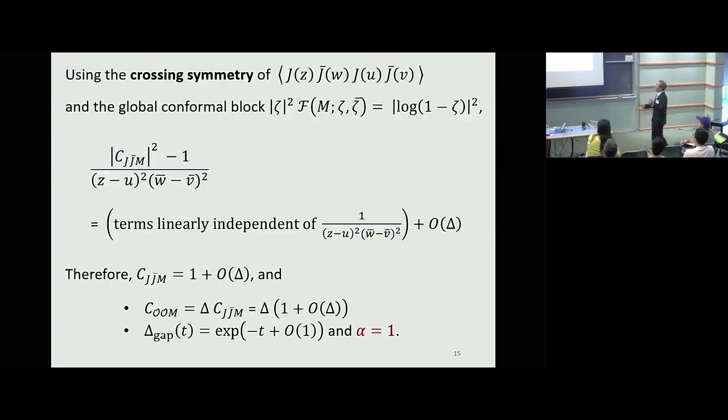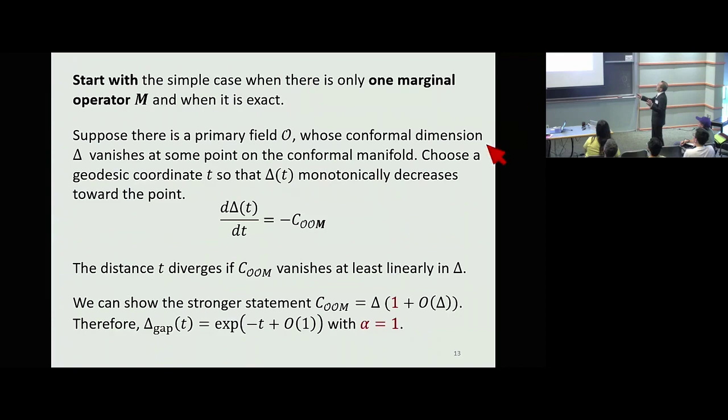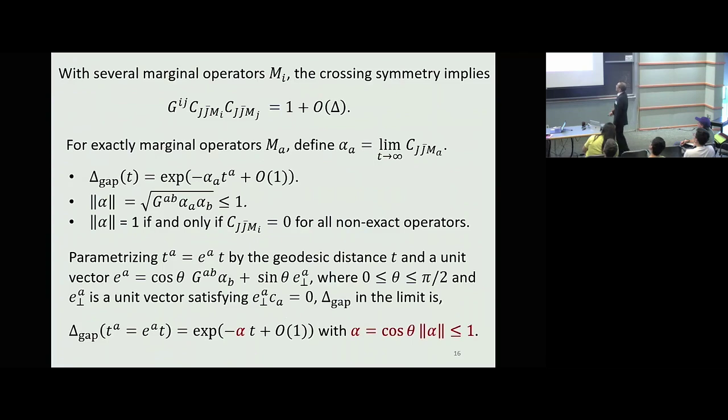Okay, so far I have considered the case where you have only one marginal operator and it is exactly marginal. But in general, the conformal field theory can contain several marginal operators, and some of them may not be exactly marginal. In that case, by a trivial extension of what I just did, we can show that this contraction of this 3-point function with the homological metric goes to 1 in that limit. But some of these indices here, Mi, may go in the direction of a not exactly marginal operator. So let's choose the direction where it is exactly marginal as Ma. And let's take the limit of the 3-point function as alpha A.